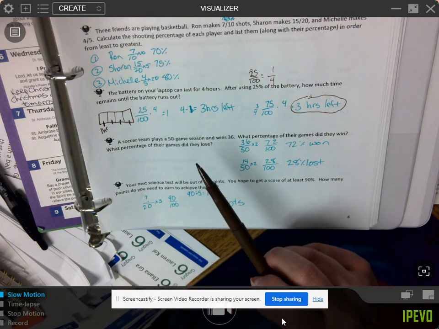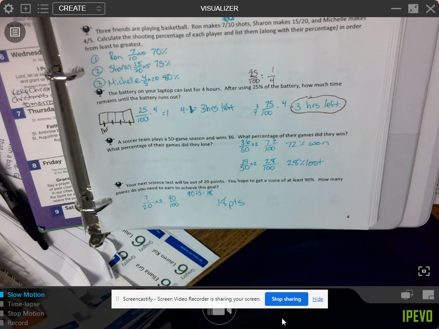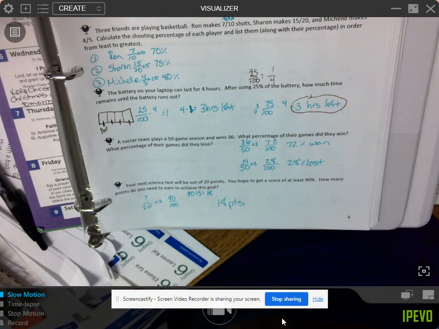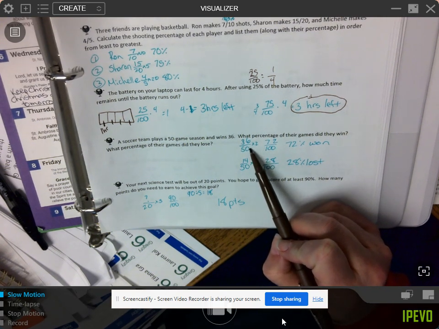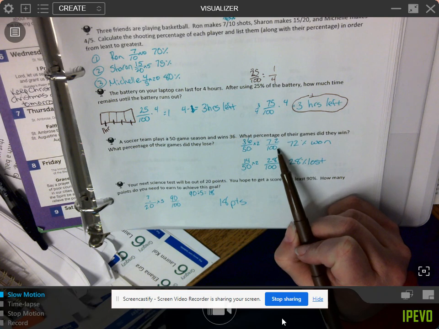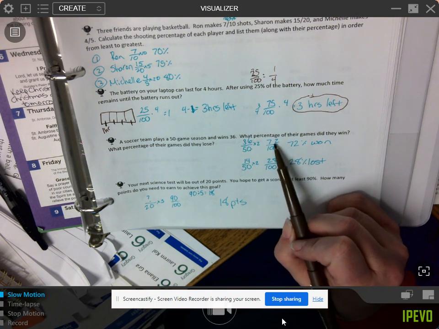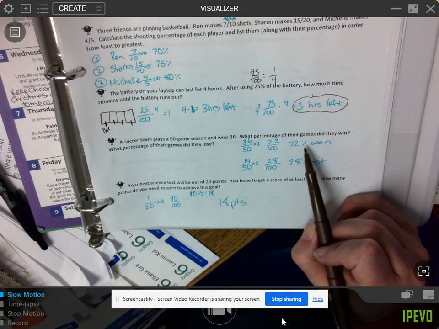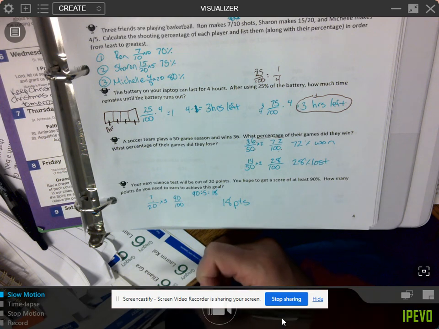Next one, a soccer team plays a 50-game season and wins 36 of those 50 games. What percentage of their games did they win? What percentage of their games did they lose? So they won 36 out of 50. We want our magic number to be 100, so we multiply by 2. So 36 times 2 was 72, so they won 72%. Always look at the question, how does our answer need to be? It needs to be as a percentage.